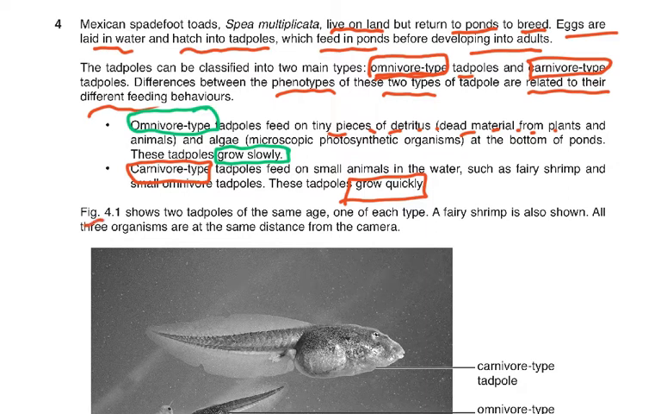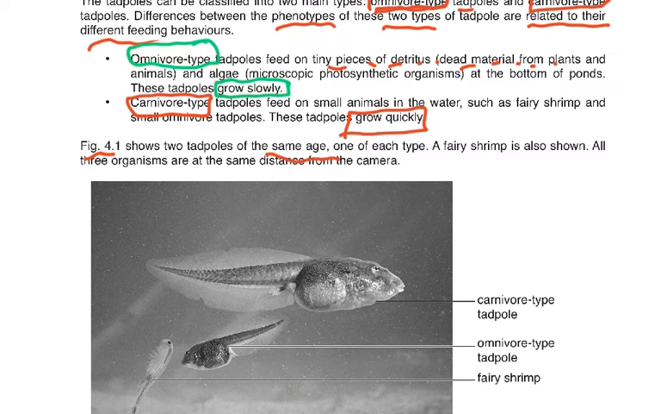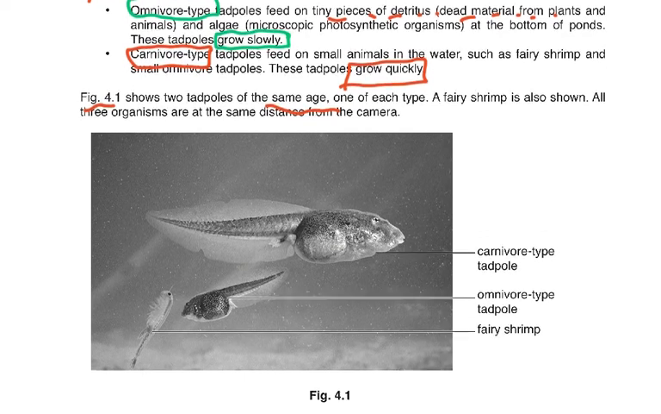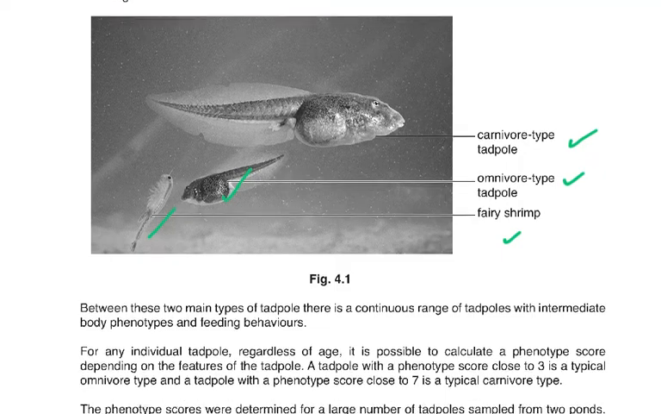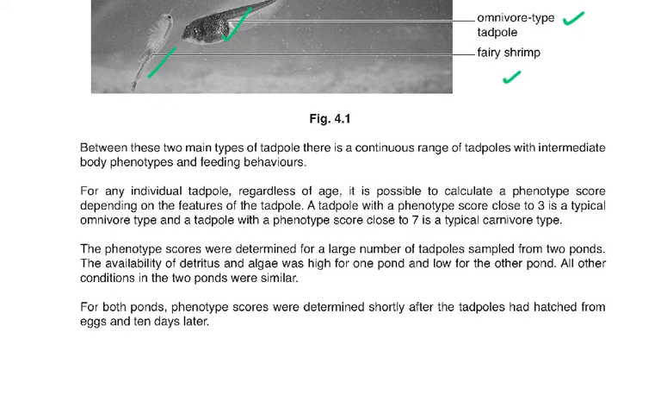Now figure 4.1 shows two tadpoles of the same age, one of each type. A fairy shrimp is also shown. All these organisms are at the same distance from the camera. Okay, so we have this picture, which you can see there is the carnivore type tadpole, which is definitely much bigger, and then the omnivore, which is smaller, and then the shrimp is the smallest. Now you know the carnivore eats this and this, while the others only eat the dead matter of plants and animals.